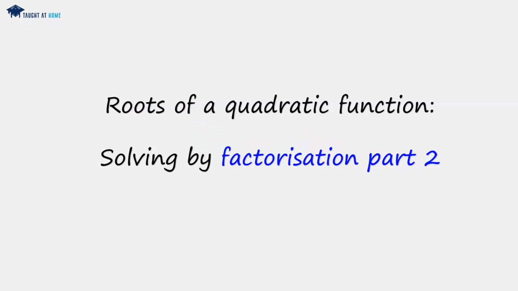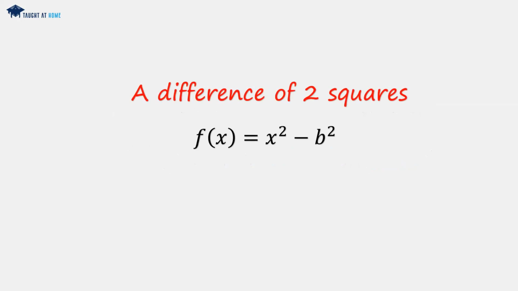Roots of a quadratic function solving by factorisation, part 2. We're looking at a difference of two squares now, so equations and functions of the form f(x) = x² − b².